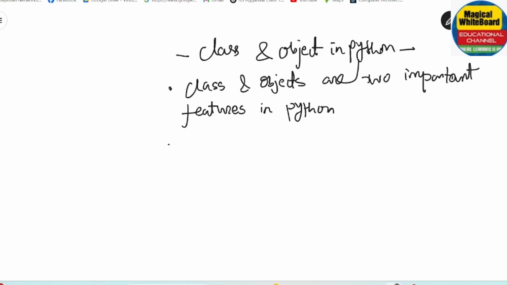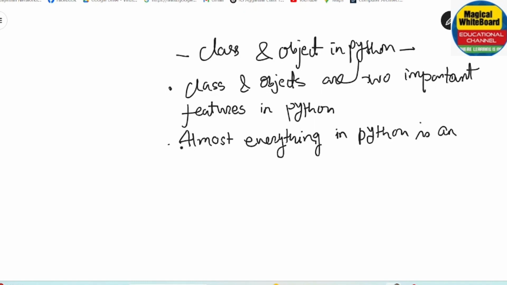Next. Almost everything in Python is an object with its properties and methods.